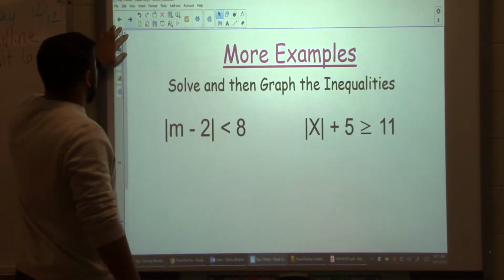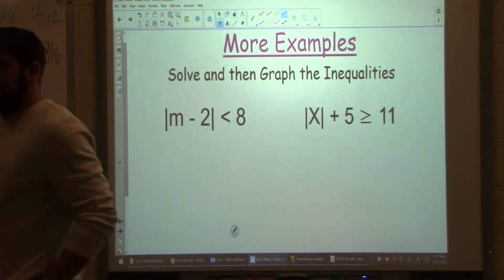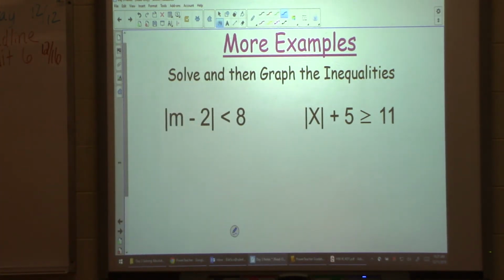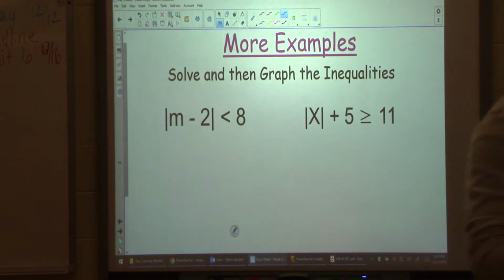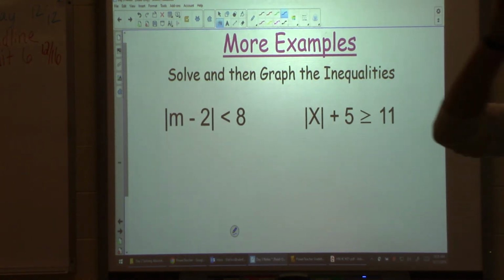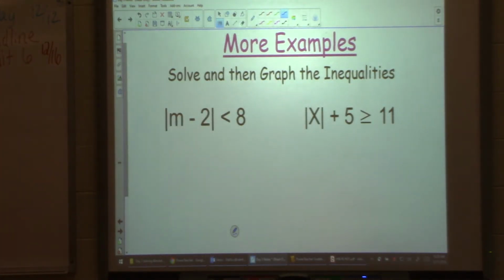Alright. So let's try some more examples. Let's solve them, then graph them. Before you can decide if it's less than or greater than, and or, the absolute value has to be by itself. Because if you're solving that absolute value by itself and you multiply or divide by a negative, what happens to your sign? It flips. So get your absolute value by itself first, then decide what type of problem we're going to have here. Alright?